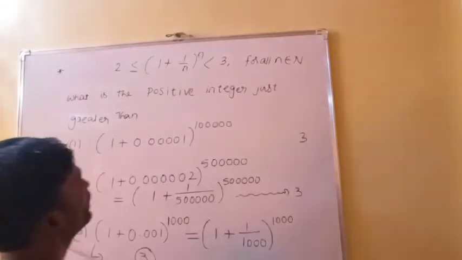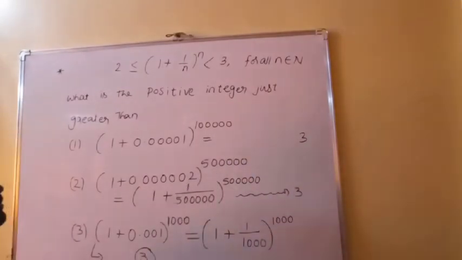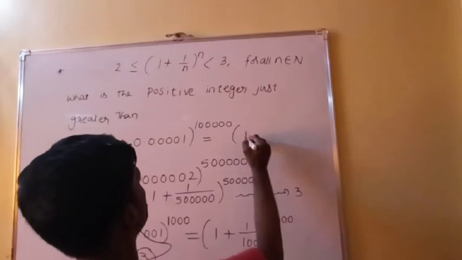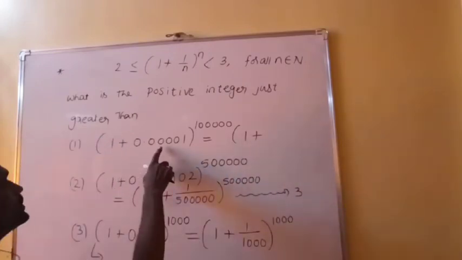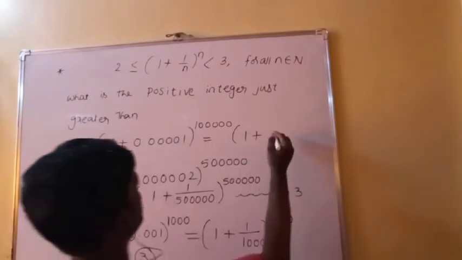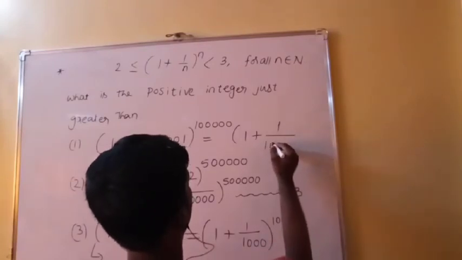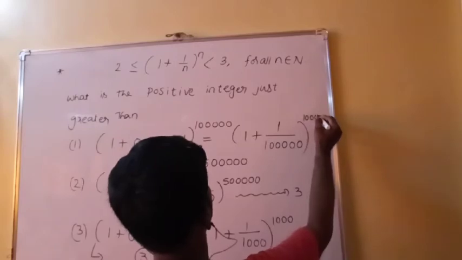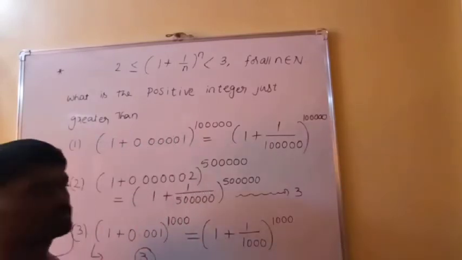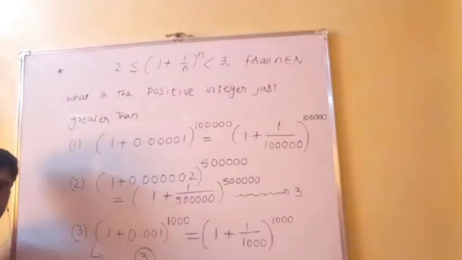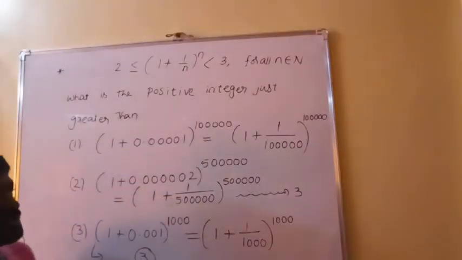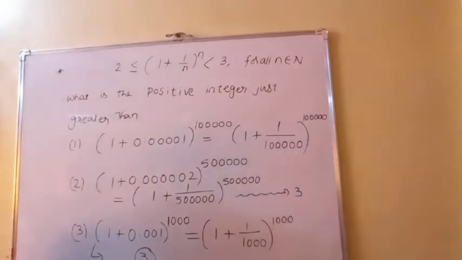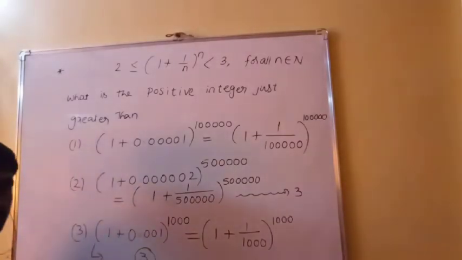The positive integer just greater than this quantity is 3 only. And this can also be written in the form of (1 + 1/n)^n. Just check. So 1 plus this 0.00001 can be written as 1 plus 1 by 1 lakh, whole power 1 lakh. So that is also in the form of (1 + 1/n)^n. So the positive integer just greater than this quantity is 3. So thus for all these questions the answer is 3.